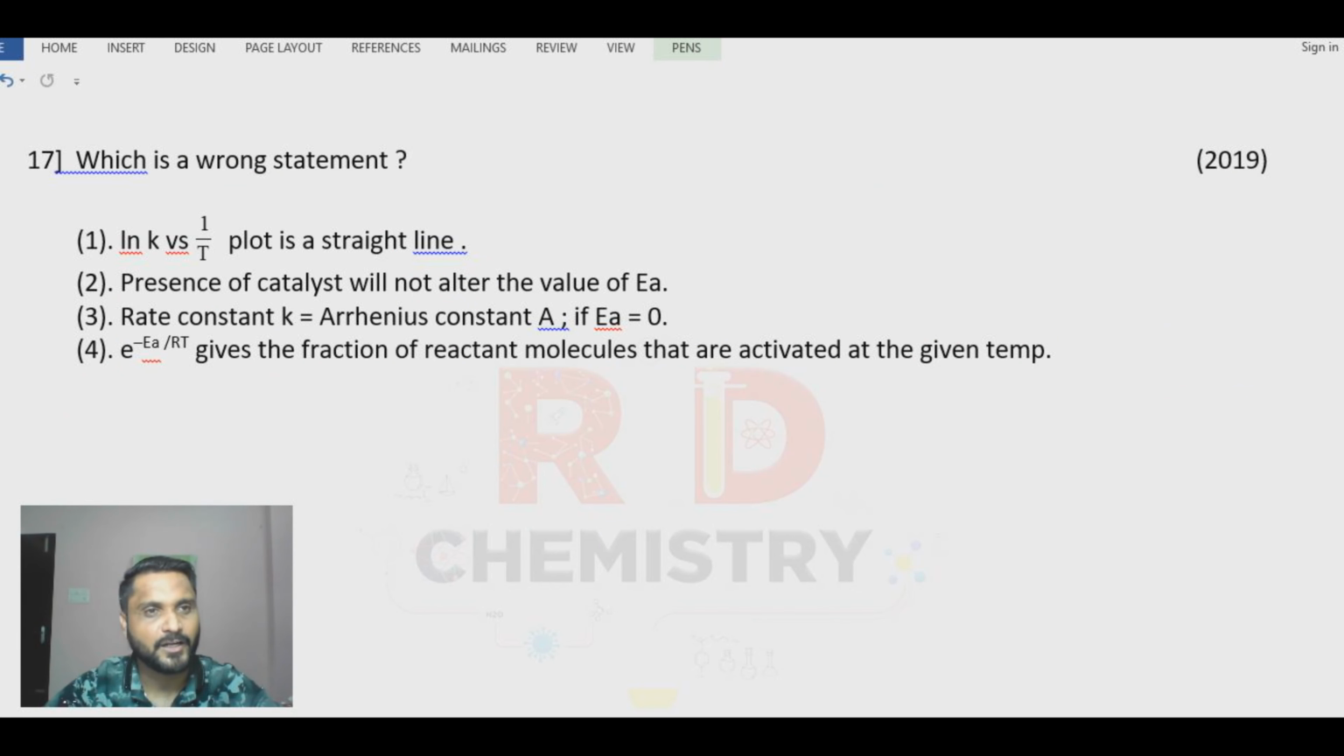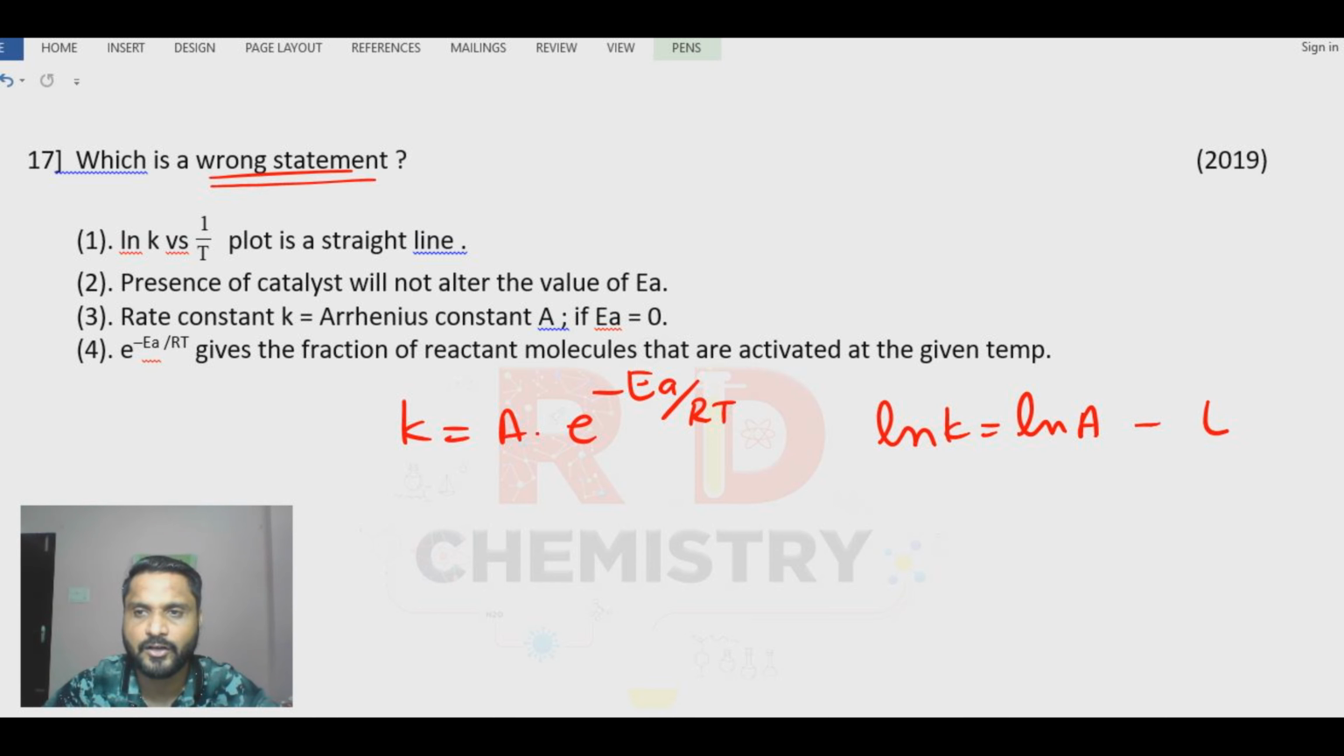Question number 17, which is a wrong statement, and the questions are based on the Arrhenius equation. Let me take the Arrhenius equation: K is equal to A into e to the power minus Ea divided by RT, or we can also write ln K is equal to ln A minus Ea divided by R into 1 by T. So the first option, ln K versus 1 by T is a straight line, of the form y is equal to minus slope x plus c. This is also a straight line, but the slope is negative.